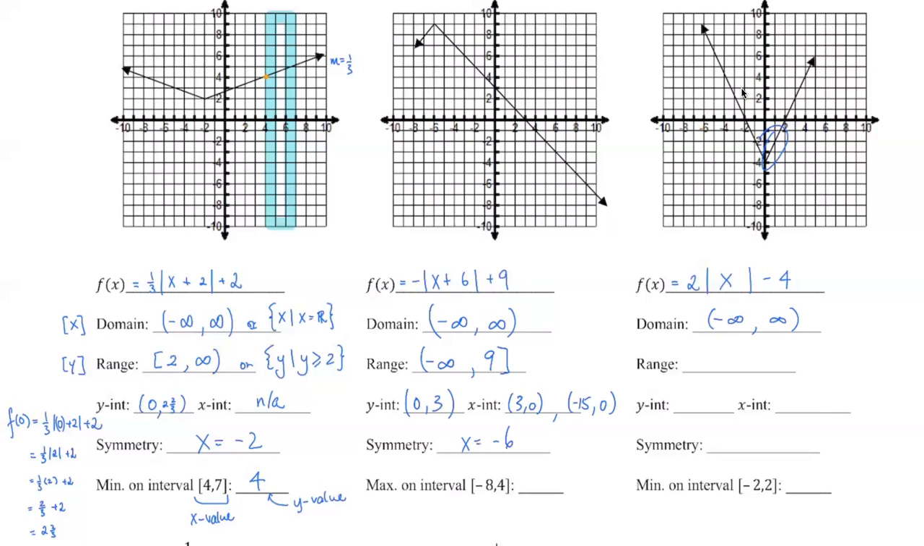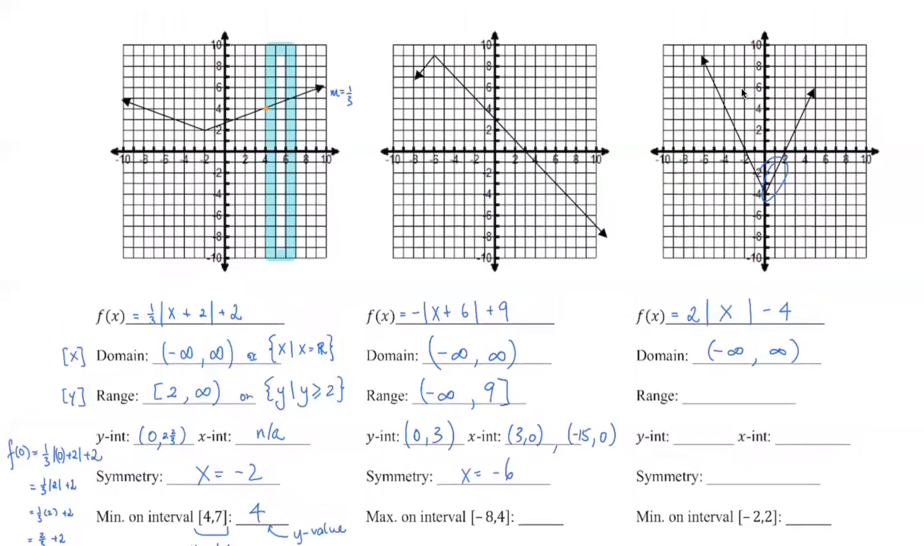And the maximum on the interval -8 through 4. So I'm going to go ahead and draw the rectangle so you can see better. So x from -8 through 4. What's the maximum? We say, hey, the maximum happens at the vertex right here, and that has a value of 9. So we put down the 9 right there.